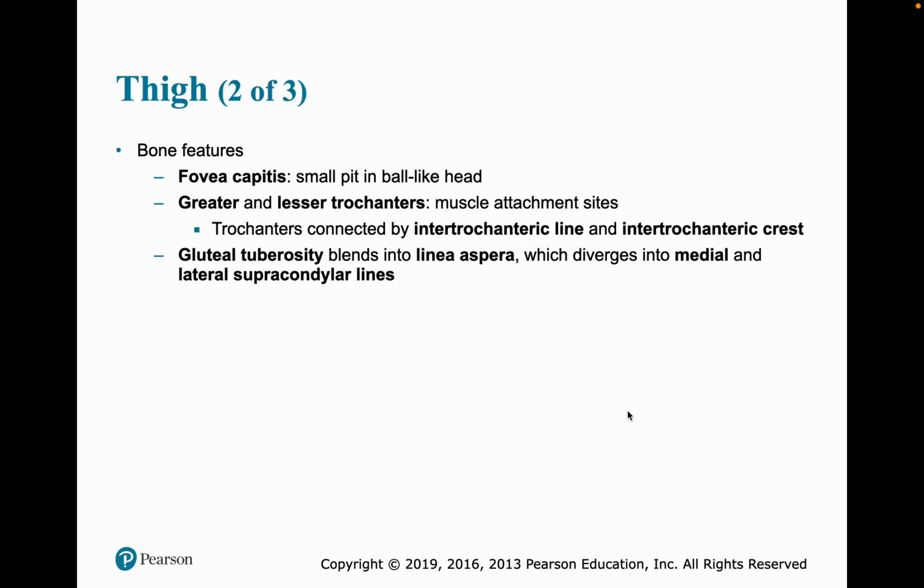Some of the structures on the thigh bone include the ball-like head with the fovea capitis, which is a small pit, and the greater and lesser trochanters, where muscles attach. They're connected to each other by an intertrochanteric line and crest. The gluteal tuberosity blends into the linea aspera and diverges to the medial and lateral supracondylar lines.